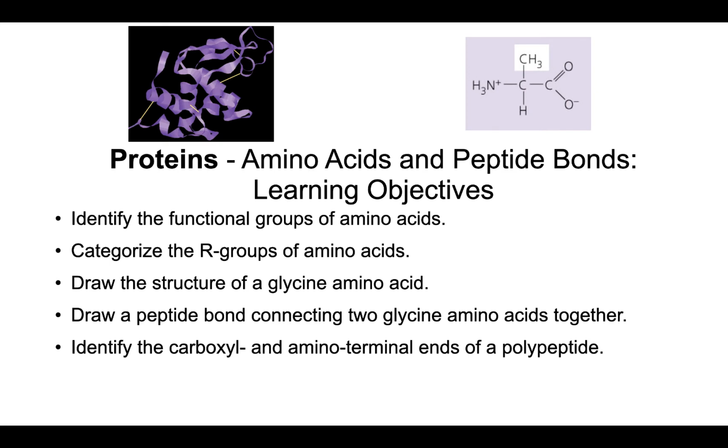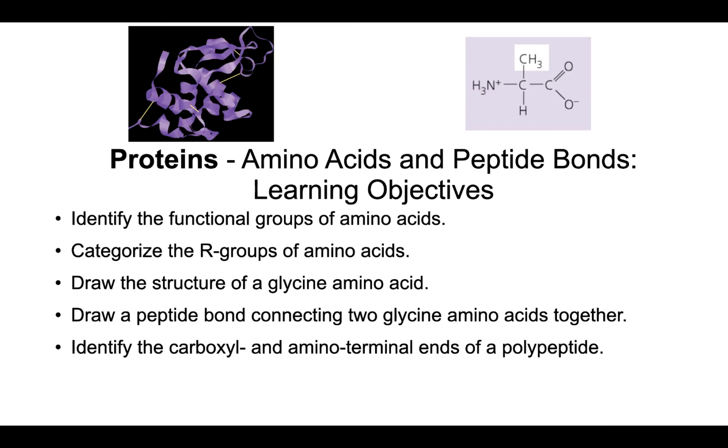In this video, we are going to be discussing proteins, and this is going to be the first of two videos. And in this one, we're going to be discussing amino acids. Those are the monomers of proteins, and peptide bonds, how those amino acids are connected to one another to make a protein, to make a chain of amino acids.